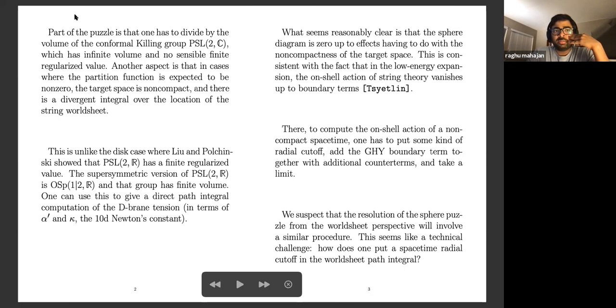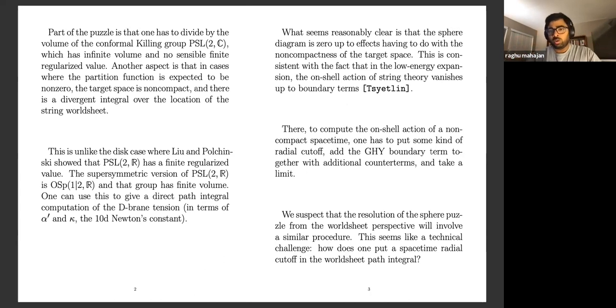Okay, so what seems reasonably clear now, I'm on this page 3, the top part, is as Sandeep anticipated, that the sphere diagram is 0 up to effects having to do with the non-compactness of the target space. And as Sandeep was also mentioning and emphasized in these papers by Seitlin, the bulk part of the action is just 0. It's enforced by the dilaton equations of motion, but there could be boundary terms. And I would like to remind you that even in the Gibbons-Hawking procedure, most of the action comes from the boundary terms, like the Gibbons-Hawking boundary term and the counter terms and so on. So the status is not really clear.